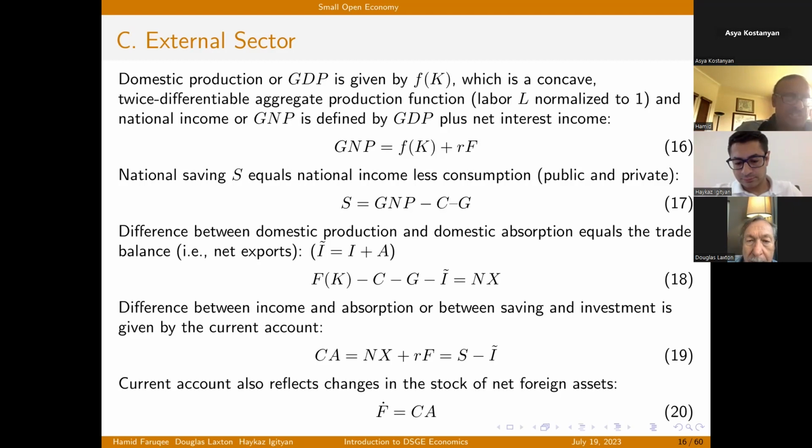And then the last equation there is the standard one: the evolution of net foreign assets depends on the current account. The difference between national saving and total investment determines the amount of borrowing or lending by the domestic economy. Next slide, please.